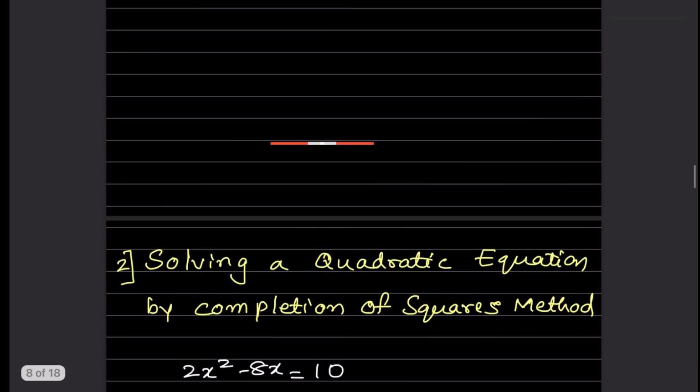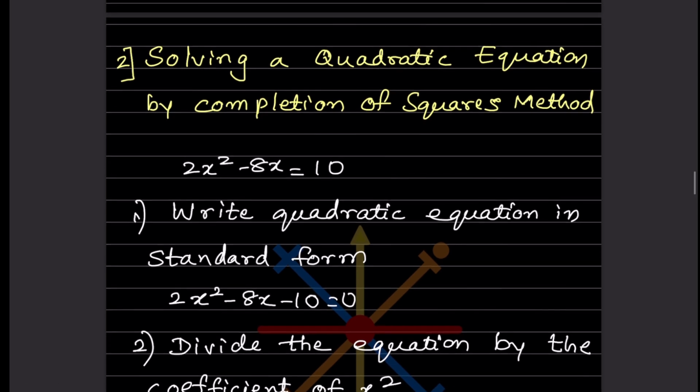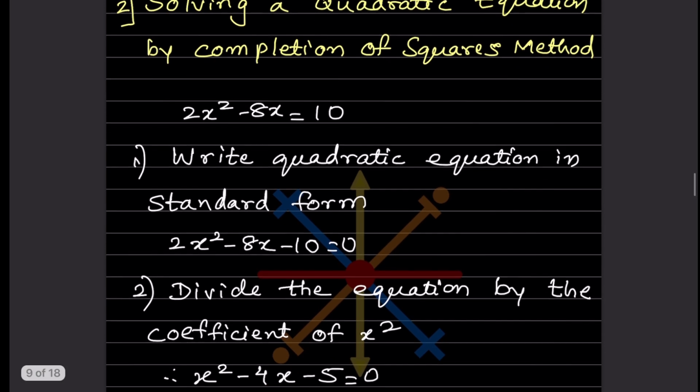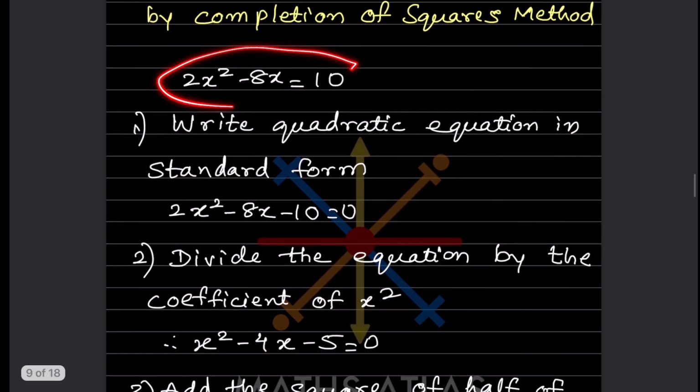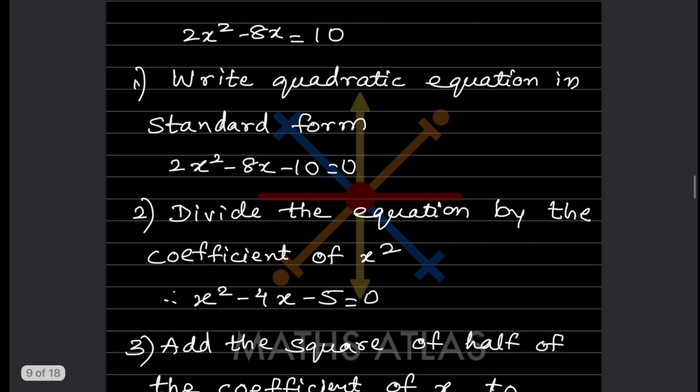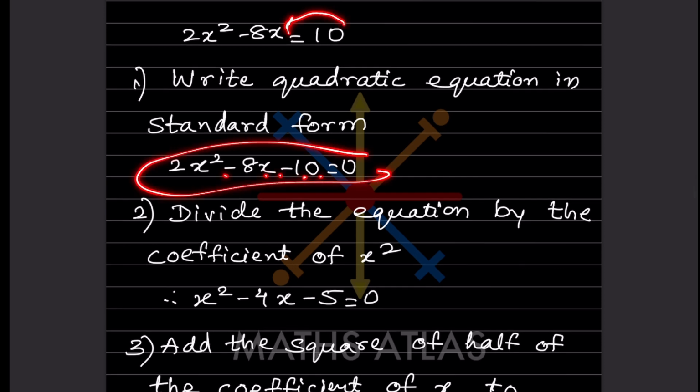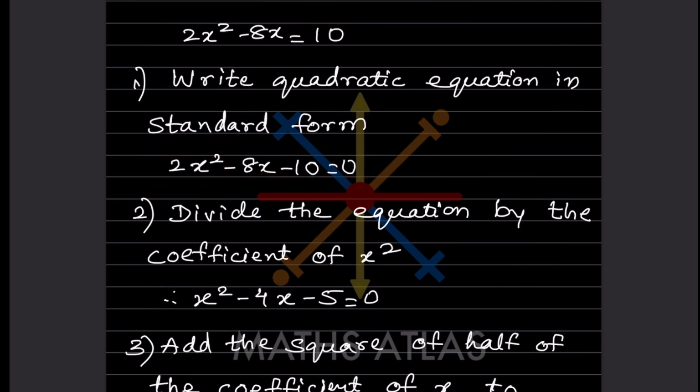So now let us see the second thing, that is solving a quadratic equation by completion of squares method. So now this is the equation given. So what will you do here? First we'll bring this equation in a standard form. This 10 we are going to bring it over here. So 2x squared minus 8x minus 10, we brought it here, that will be minus 10 is 0.